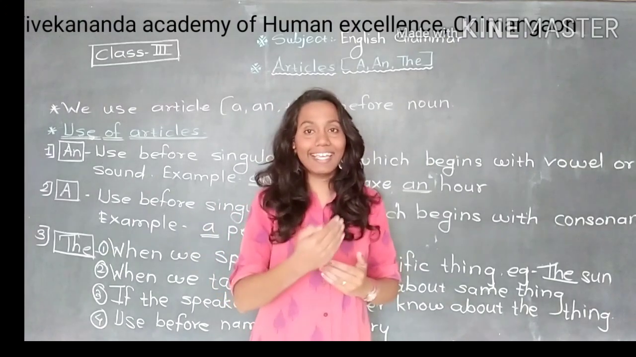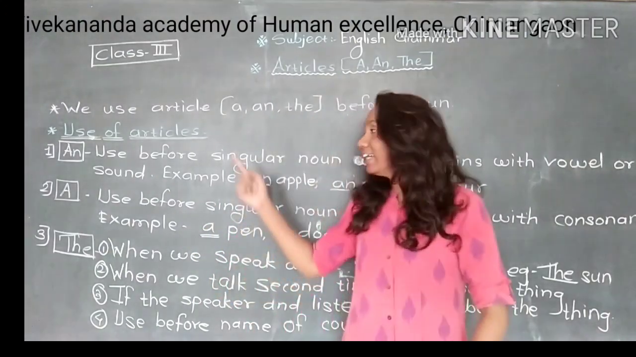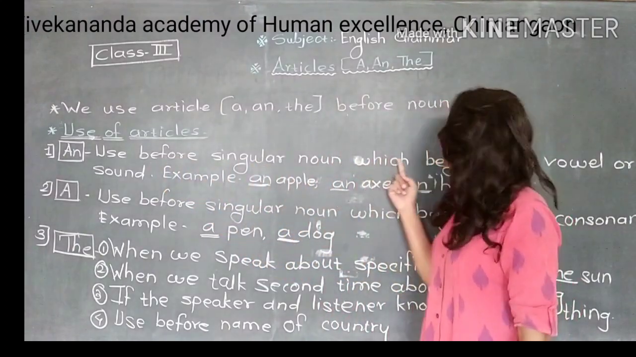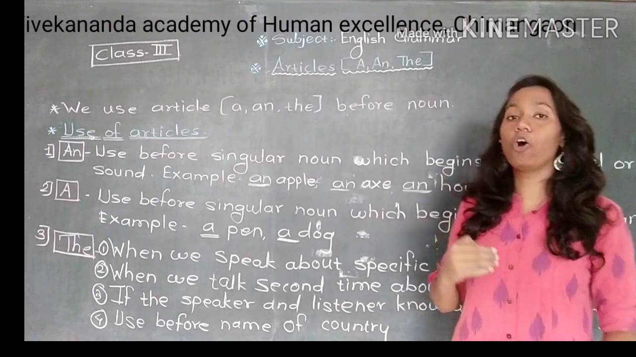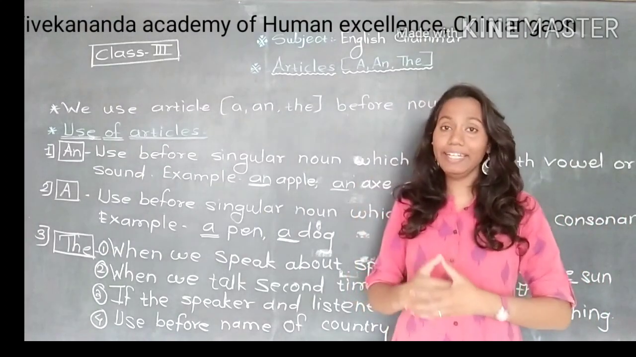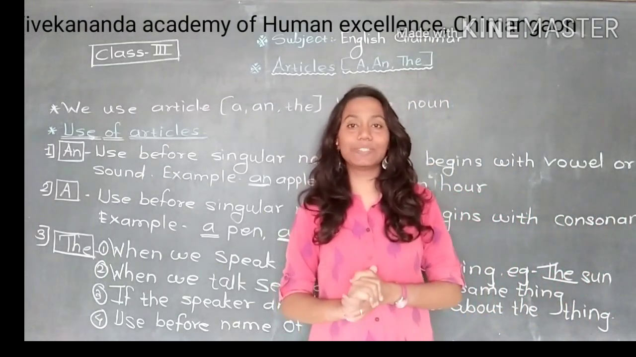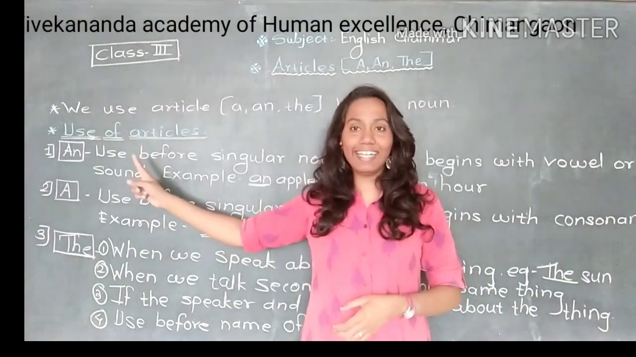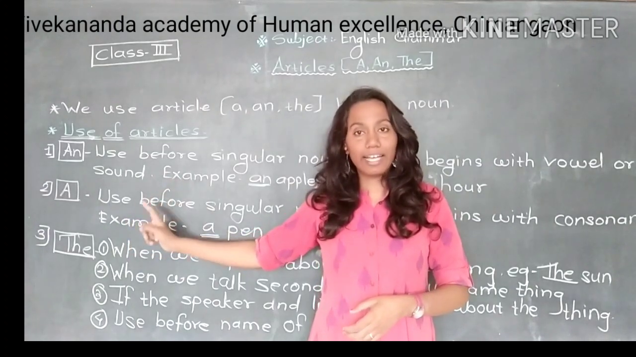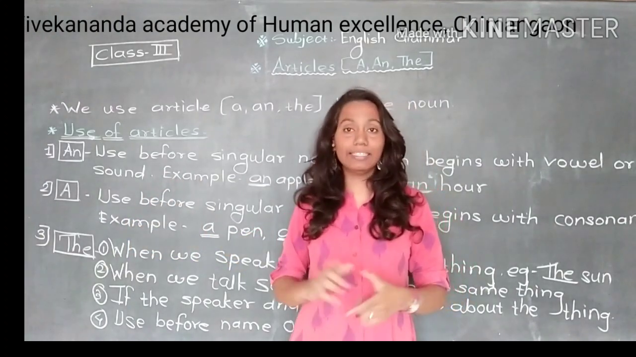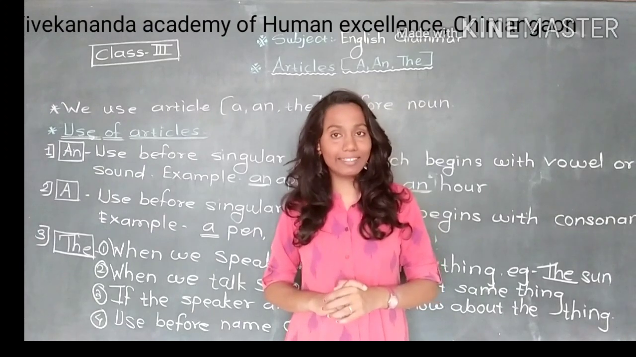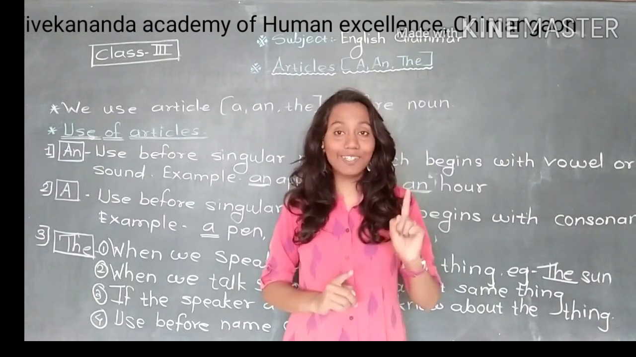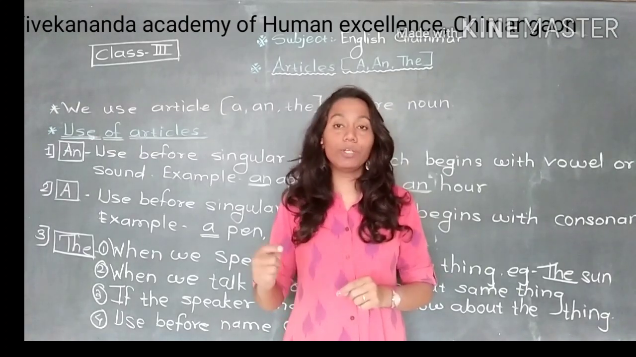So how to use an? An is used before a singular noun which begins with a vowel or a vowel sound. Now how do we use this article an in a sentence? First thing that you keep in your mind is that a and an, these 2 articles we only use before singular nouns. Singular means what? Which refers to only one.